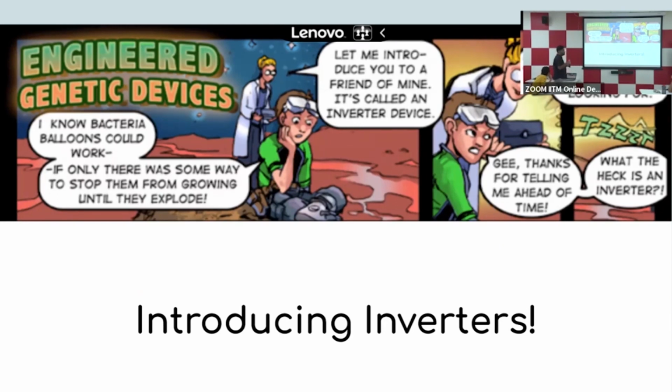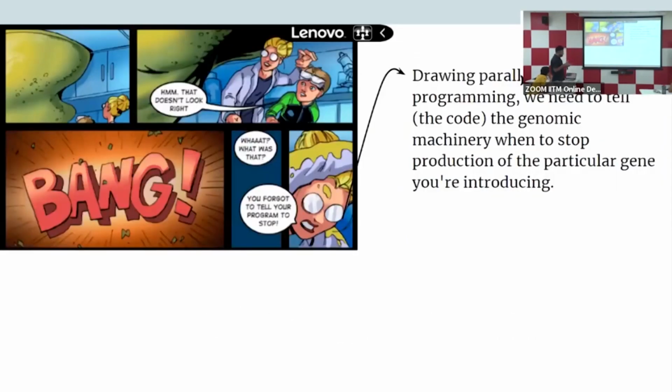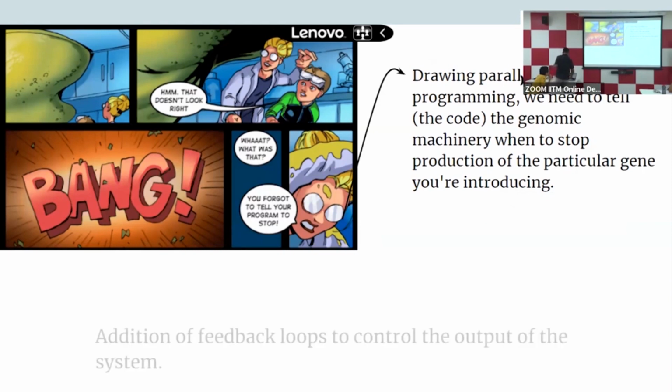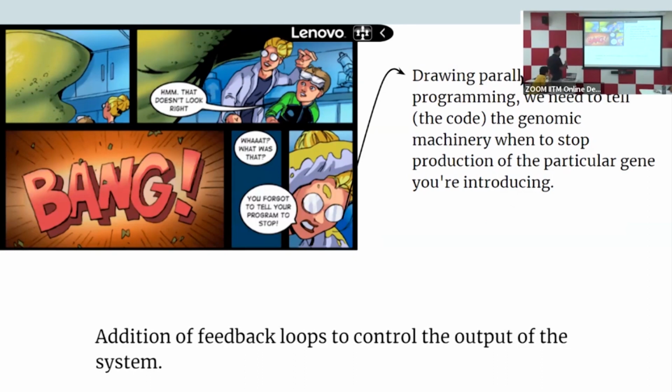On that topic, it introduces inverters. So what is an inverter? An inverter is essentially a NOT gate, that is a biological NOT gate, that is made up of components: ribosome binding site, repressor, terminator, and operon. Drawing parallels to programming, the inverter basically needs to tell the genomic machinery when to stop the production of a particular gene. And we are adding feedback loops to control the output of the system.